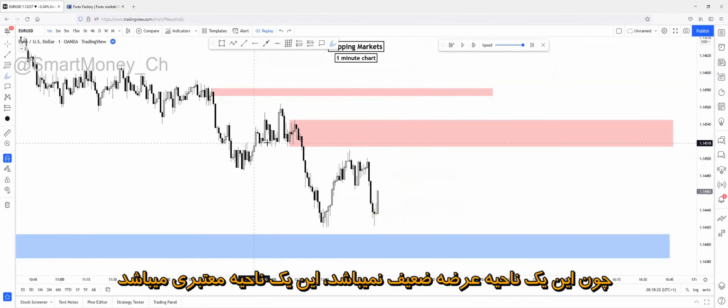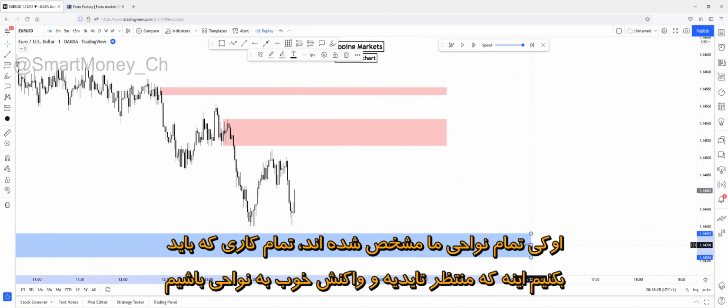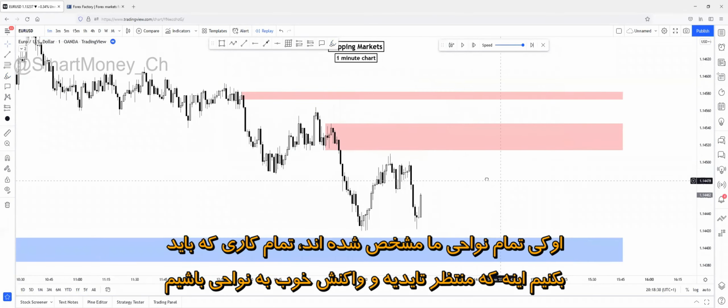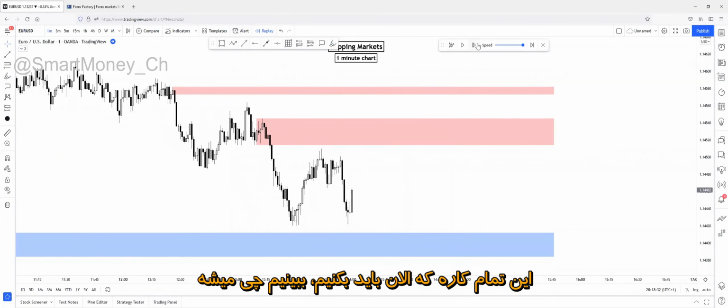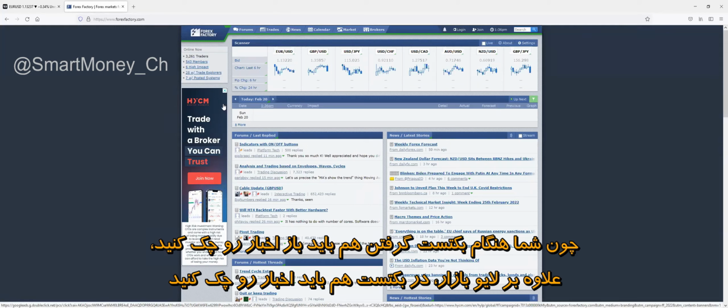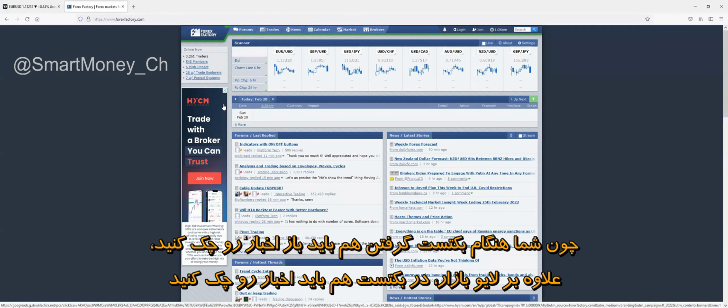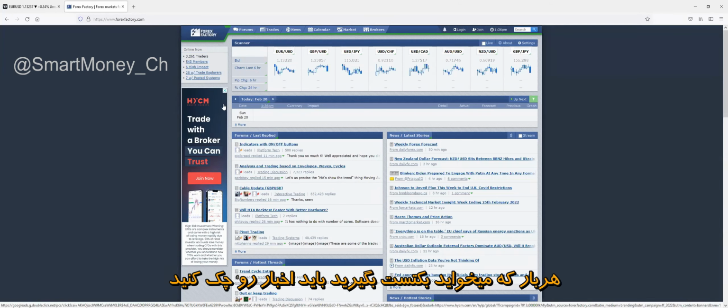Okay, so all of our zones are set up. All we have to do is wait for a good confirmation, wait for a good tap, and wait for a good reaction. That's all we have to do right now. Let's see what happens. And sorry, one more thing, we have to check the news on Forex Factory because you still have to check the news when you're backtesting too. Not just in your live trading sessions, you have to check the news when you're backtesting too. Every single backtesting session, you just have to check the news.